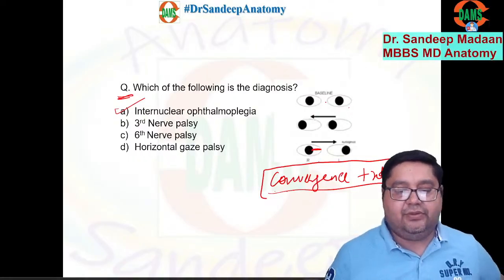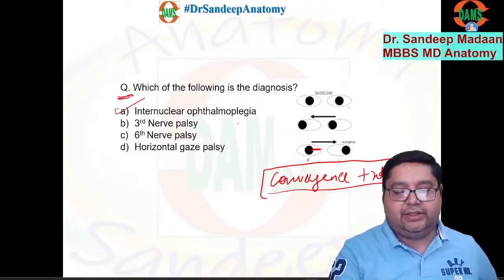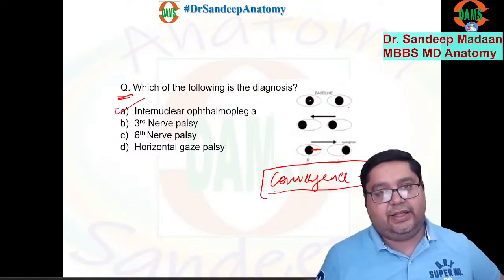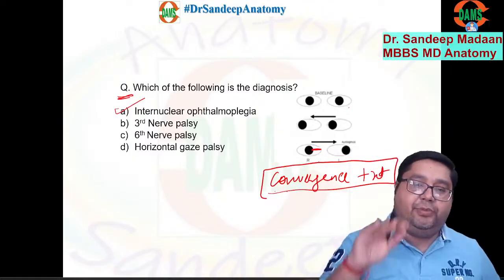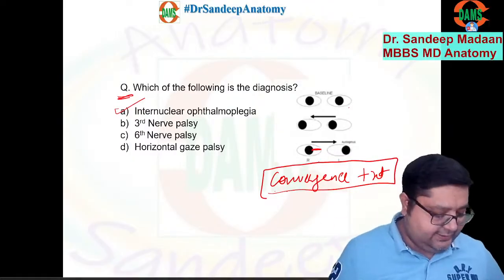Otherwise, third nerve palsy will not be looking directly like this. In third nerve palsy, the baseline also will be affected. What will be the effect in the baseline? There will be a down and out eye seen, right?